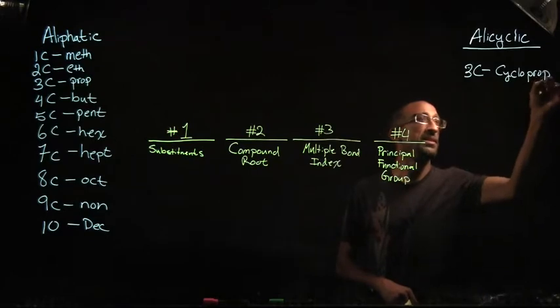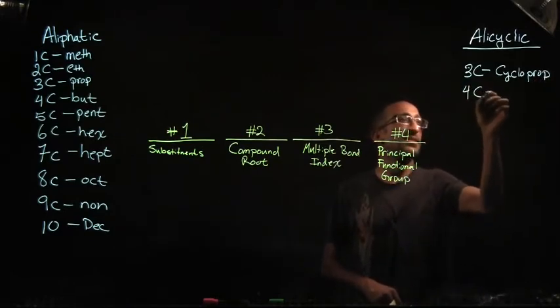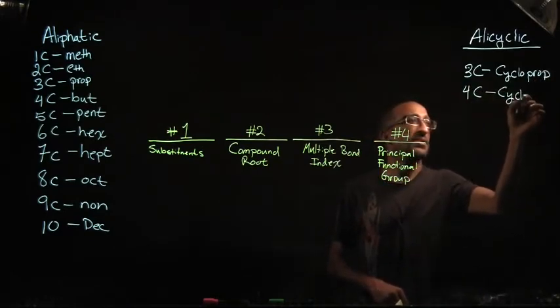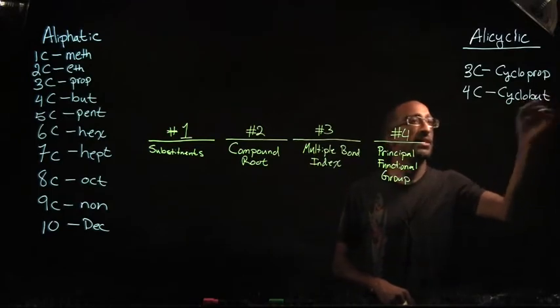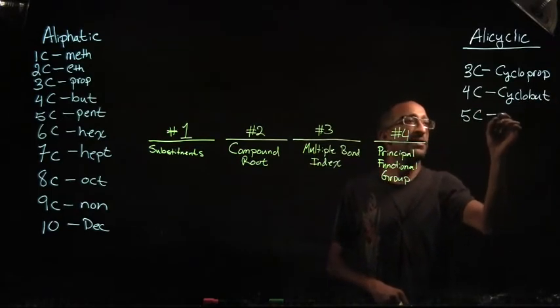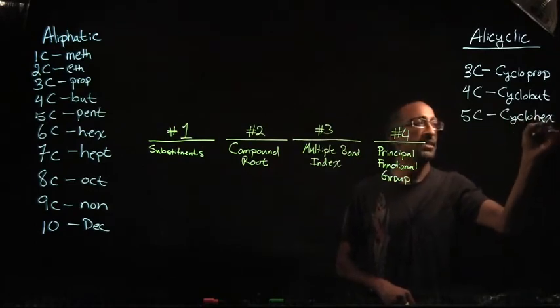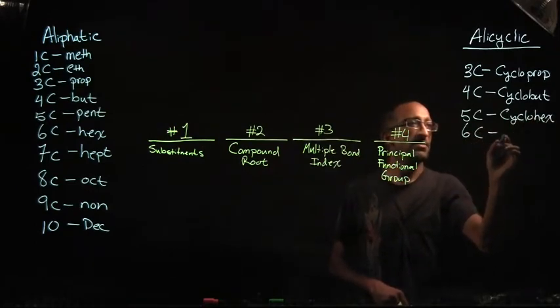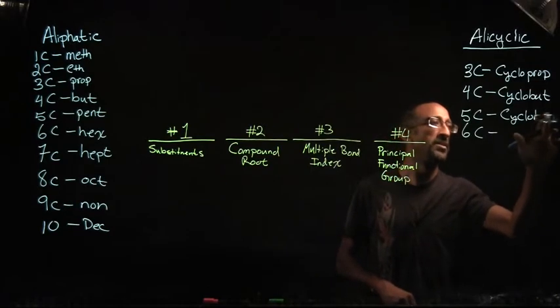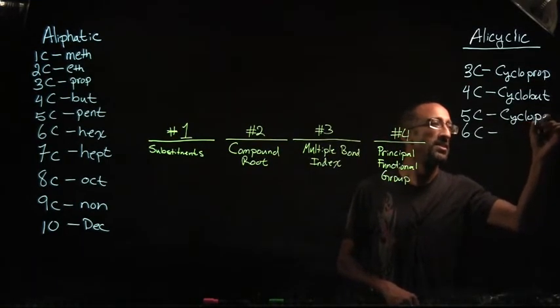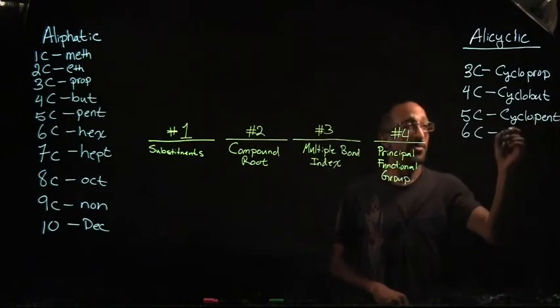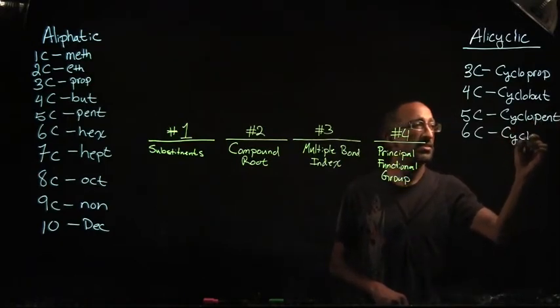So for a 3-carbon alicyclic, that's going to be cycloprop. 4-carbon, cyclobute. 5-carbon should be cyclopent, excuse me. 6-carbon is cyclohex.